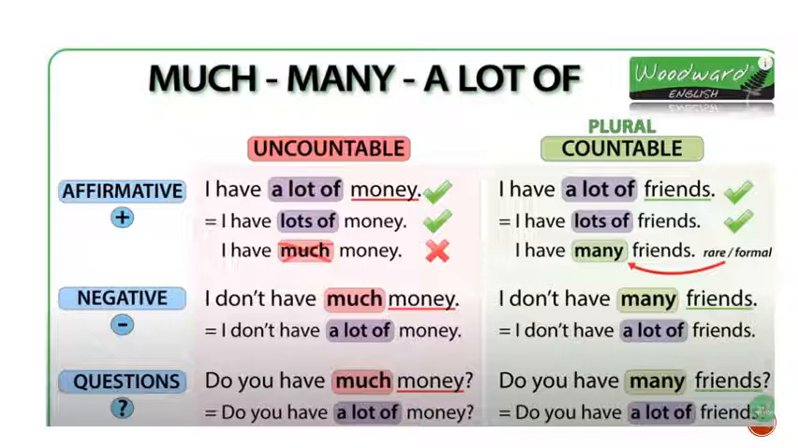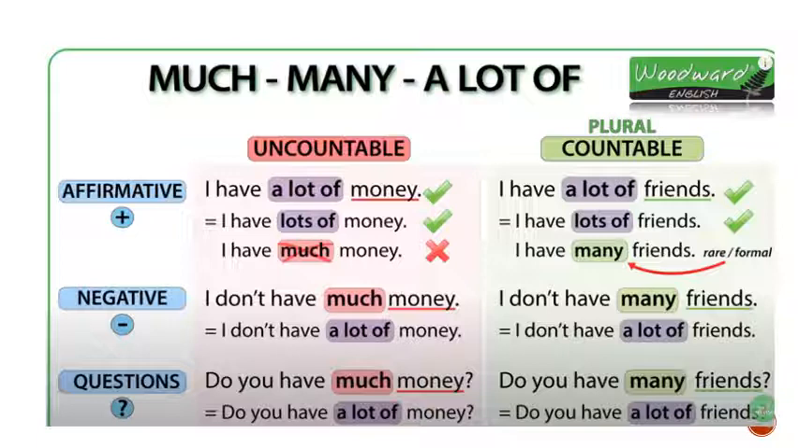In negative sentences, I don't have much money is correct. We use much in negative sentences with an uncountable noun. I don't have a lot of money is correct too. So we use a lot of in negative sentences too. In questions, do you have much money or do you have a lot of money? So we use much and a lot of in questions with an uncountable noun.